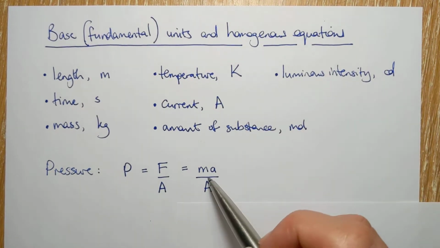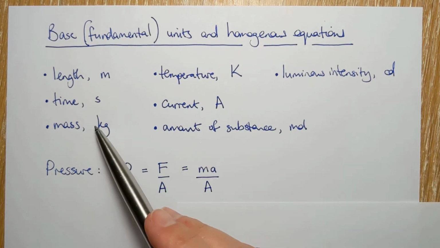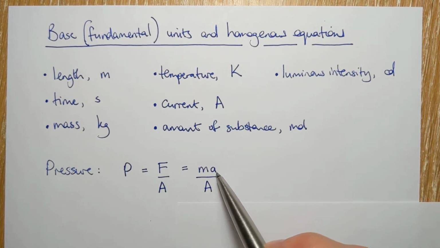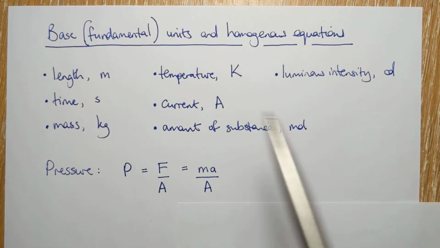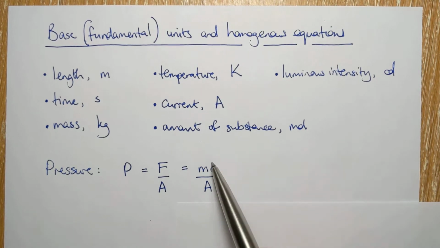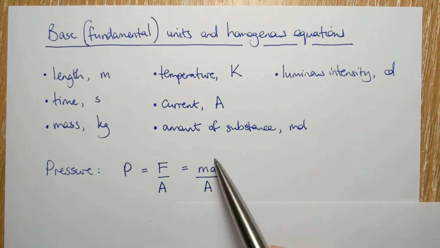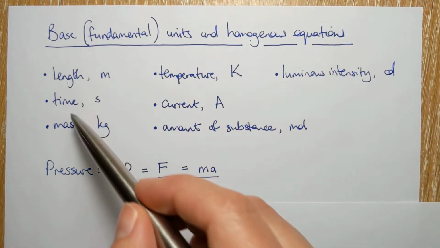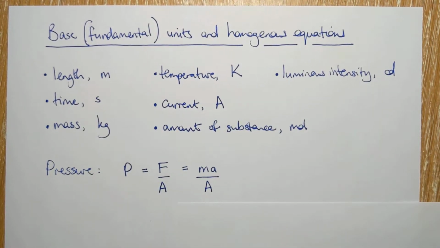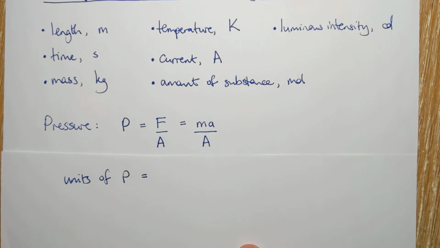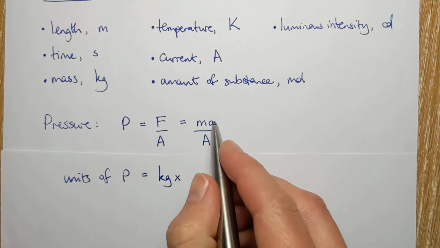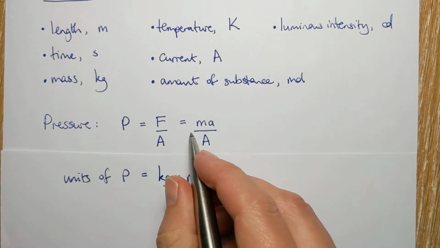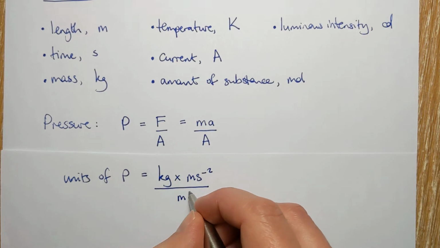Okay, now I'll do it again. Mass measured in kilograms. Yes, that's on the list. Acceleration measured in meters per second squared. That's also fine. And area, we said, was already fine, meters squared. So now everything in that formula there is measured in mixtures of these 7 base quantities, base units. So now we're going to substitute units. So the units of P are going to be equal to the units of mass times the units of acceleration divided by the units of area.